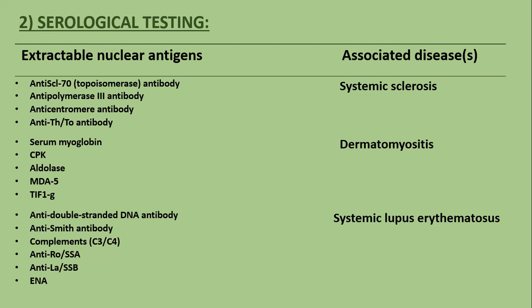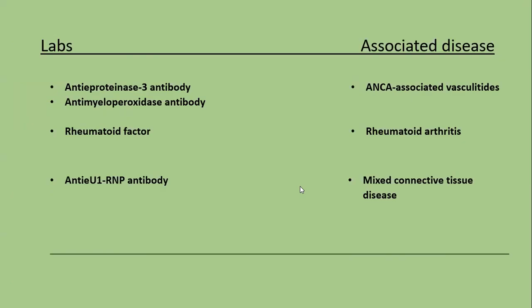Then double-stranded DNA antibodies, anti-Smith, complement C3 and C4, anti-Ro, anti-La, and ENA are associated with SLE. Proteinase 3 antibodies and anti-myeloperoxidase antibodies are associated with ANCA-associated vasculitis. Rheumatoid factor goes with rheumatoid arthritis, and anti-U1 RNP antibody with mixed connective tissue disease.